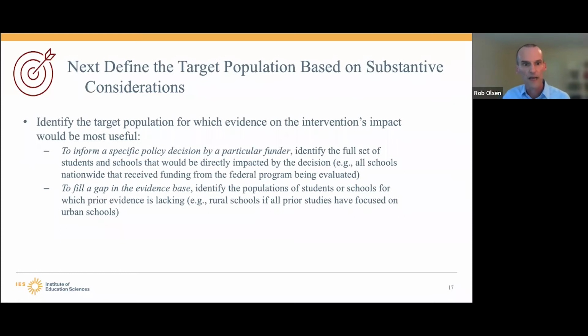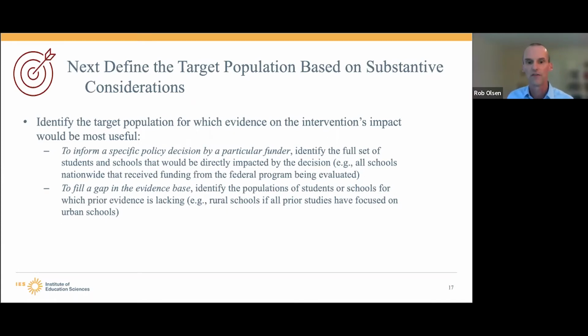Okay. Next, define the target population based on substantive considerations. In particular, identify the target population for which it's determined the evidence would be most useful. The most useful target population is a judgment call that depends on the purpose of the study. If the purpose is to inform a specific policy decision by a particular policymaker or funder, the most useful target population would likely be all students or schools that would be directly impacted by that decision.